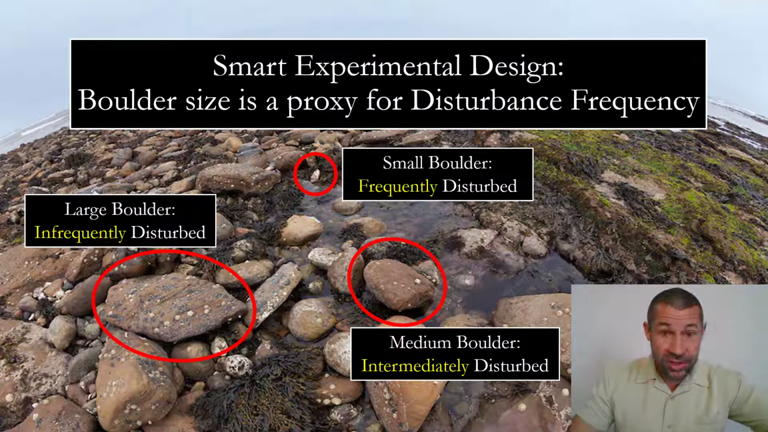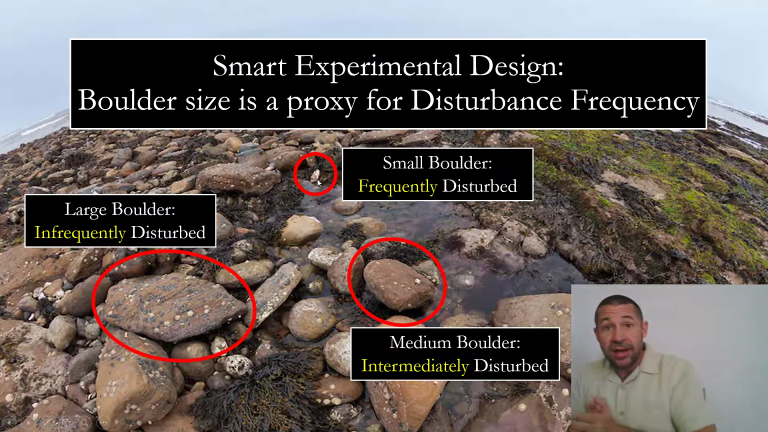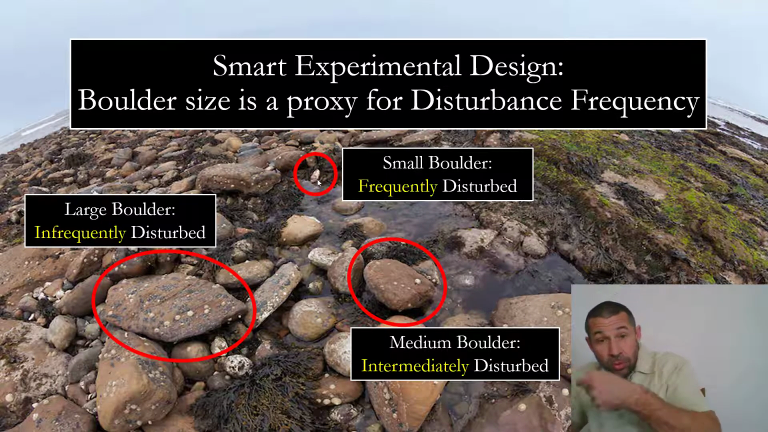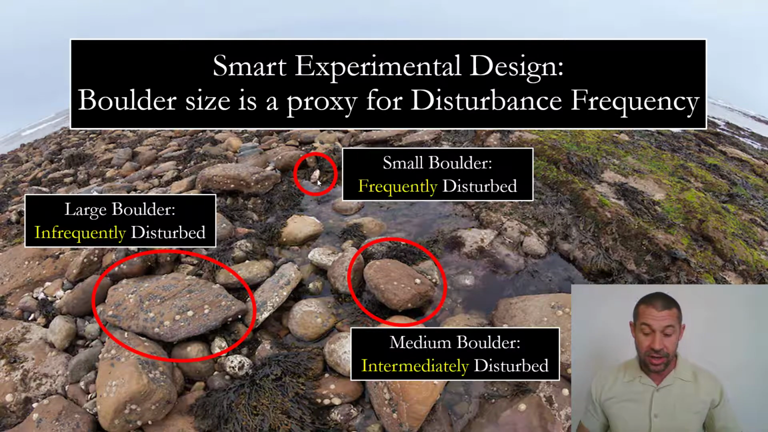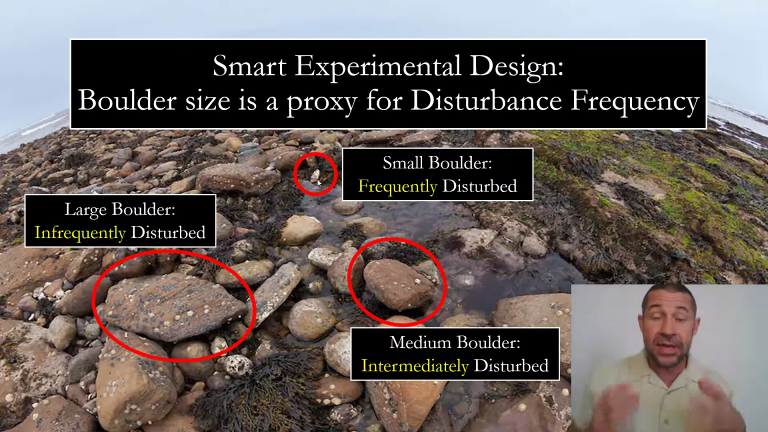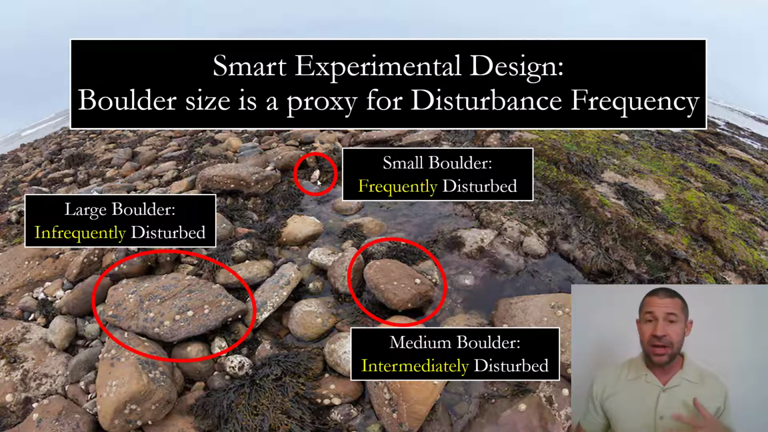Some boulders, like these small rocks here, they're frequently disturbed, right? Every time the tide comes in, the little boulders get tossed about. When the tide goes out, they get tossed about again. While other boulders, like the large boulder on the bottom left, they're infrequently disturbed. They might not get disturbed but a few times a century, maybe with a tsunami or a massive thunderstorm coupled with a high tide.